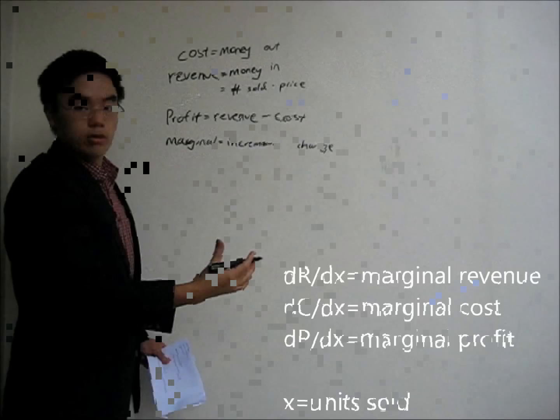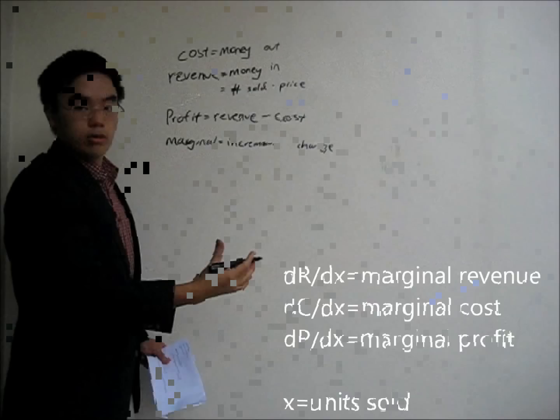When X is 0, the constant is 30. Rearrange this, integrate to find the cost function.